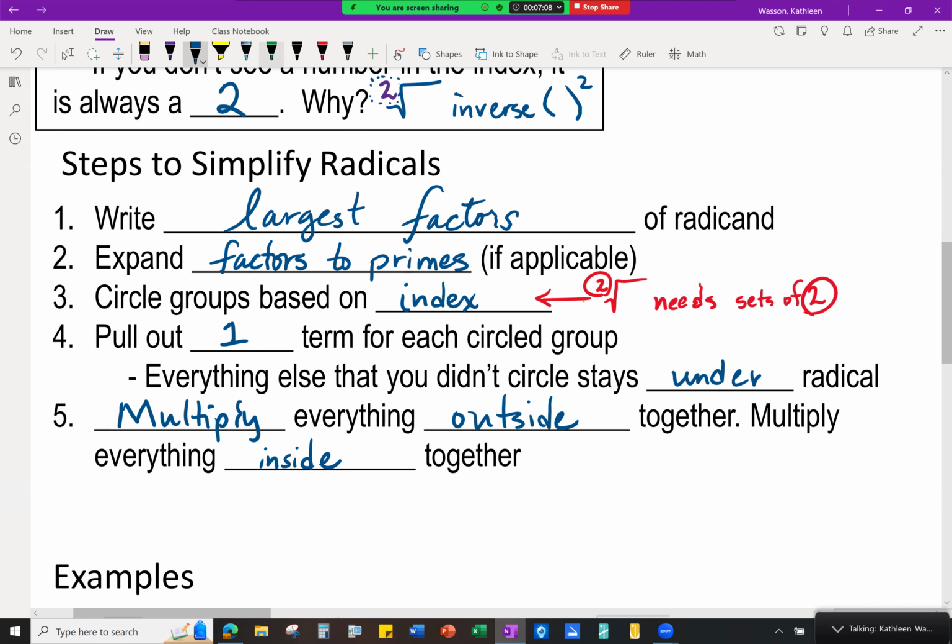One thing to make a note of here is that when we're simplifying radicals, the radicand must be positive. So I'll write: simplified radicals have positive radicands.